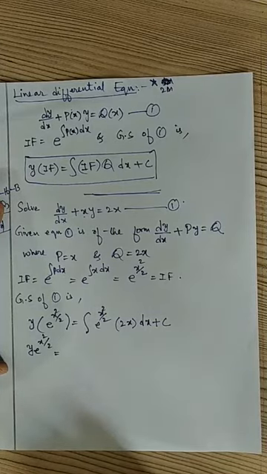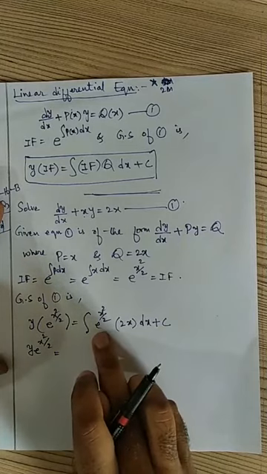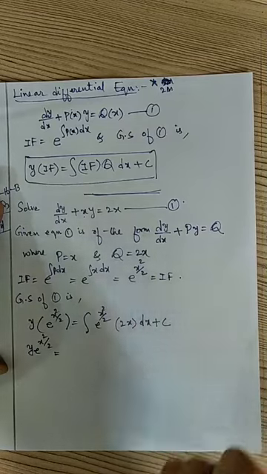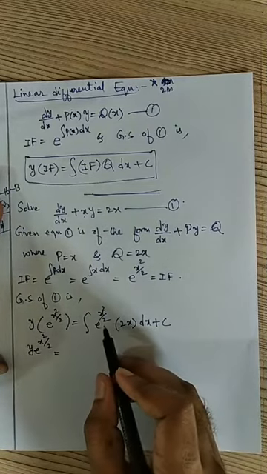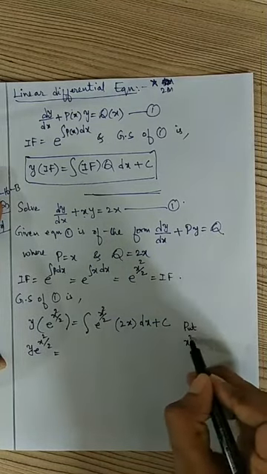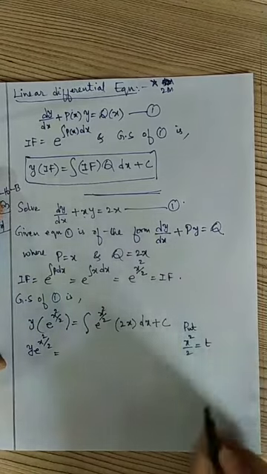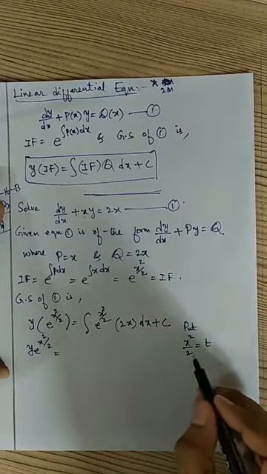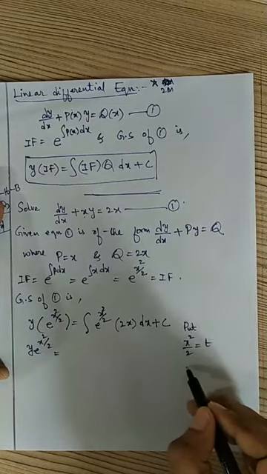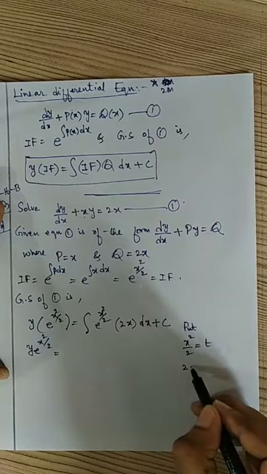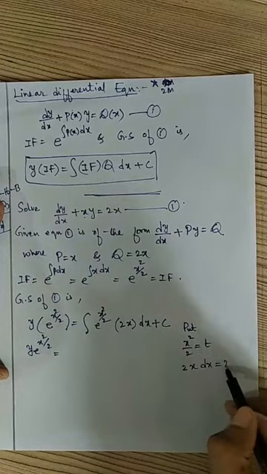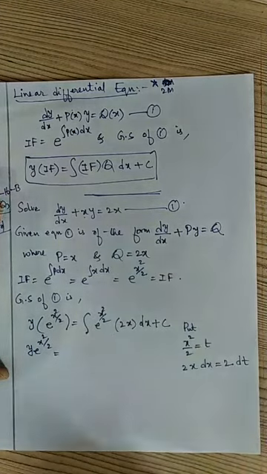for simplifying this equation, e power x square by 2, in the exponential x square by 2 should not be there, only some variable like t, v, x, y should be there. So we will consider this, put x square by 2 equals some t, then differentiate this. 2x dx equals, let us take this to that side, 2 into dt.